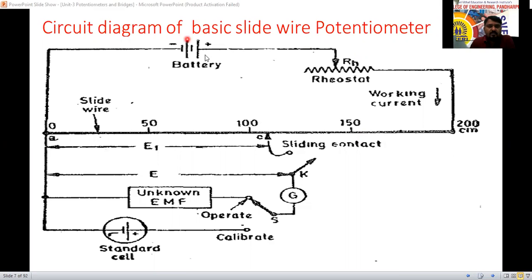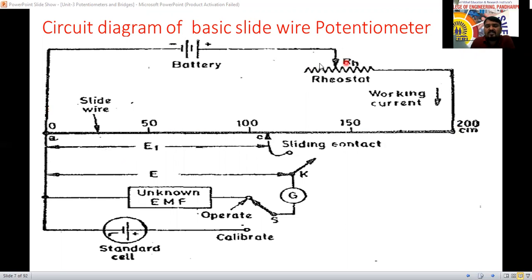So here the battery supply is connected as previously considered. The negative of the battery supply is connected to the point A of the uniform cross-sectional wire, where the length of the conductor is A to B, L_AB. The positive of the battery supply is connected to the B terminal through the variable resistance, or rheostat.